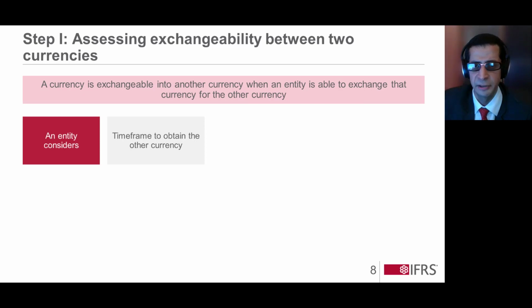Firstly, an exchange transaction may not always occur immediately. This could be, for example, because of legal or regulatory requirements. So, the application guidance proposes that the existence of a normal administrative delay in obtaining the other currency would not preclude a currency from being exchangeable. What constitutes a normal administrative delay would necessarily depend on facts and circumstances.